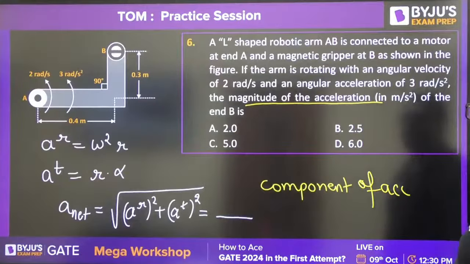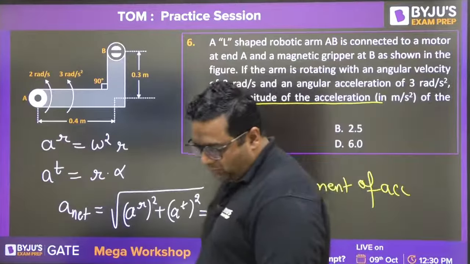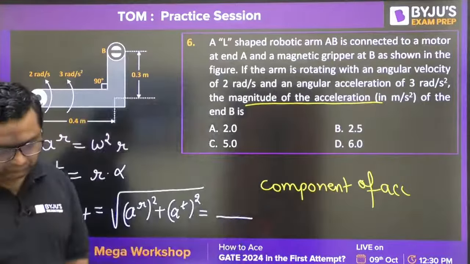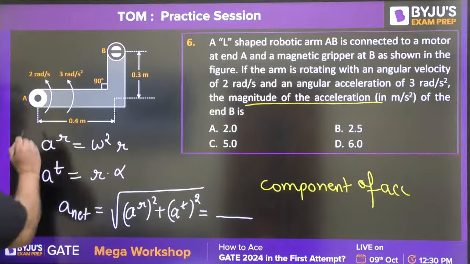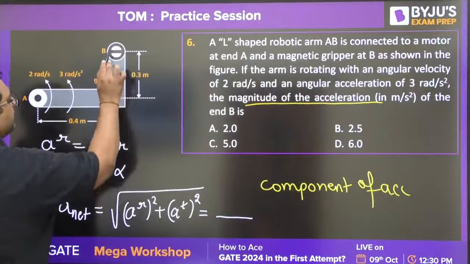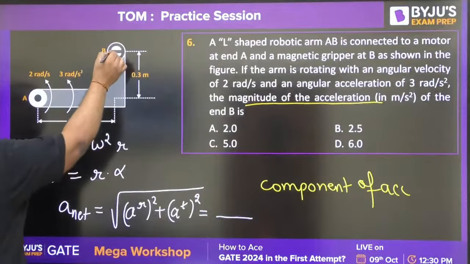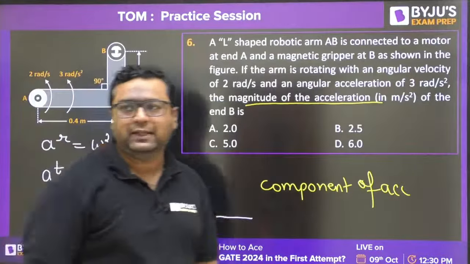Yes, you need to find out the acceleration now. Solve it, guys. A radial is omega square r. Here r will be the distance. You can see this is 0.4 meter, this is 0.3 meter. You can find out the distance of B from the A.